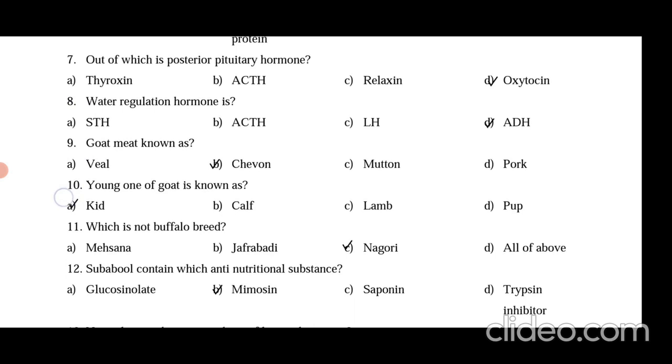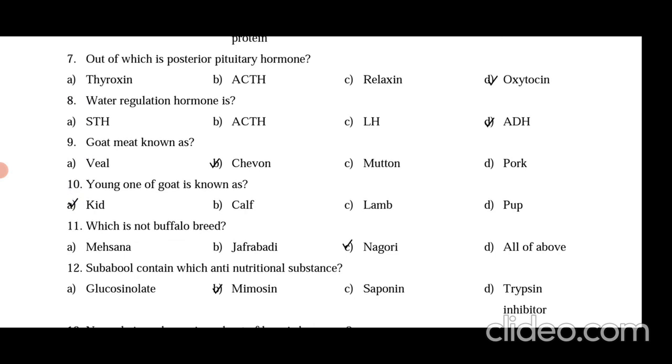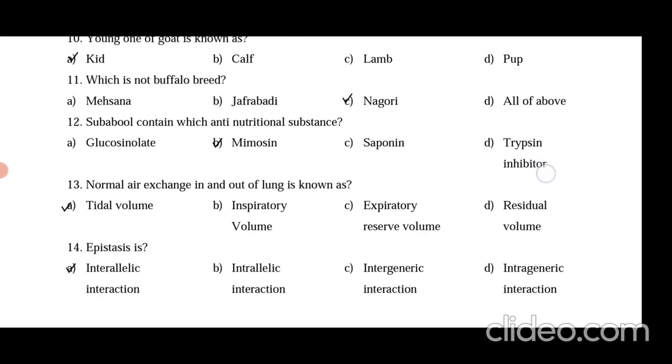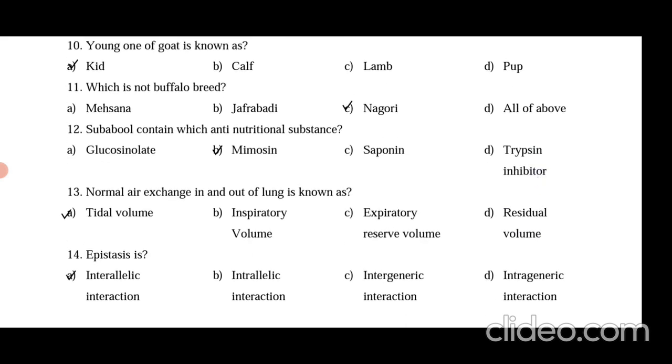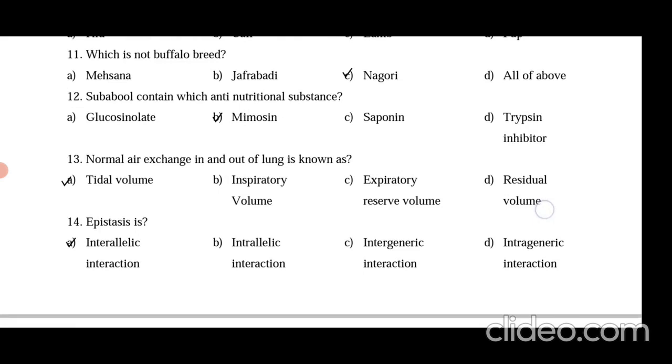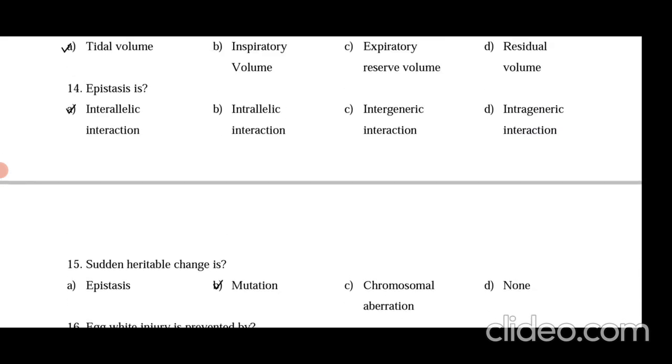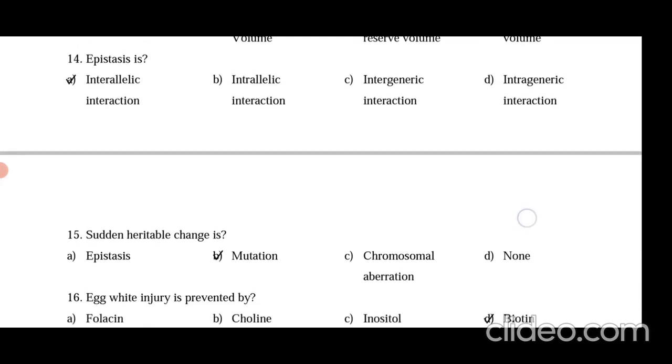Subabul contains which antinutritional substance? Mimosine. Mimosine is present in subabul. Normal air exchange in and out of lung is known as tidal volume. Epistasis is inter-allelic interaction. Sudden heritable change is mutation. Mutation is the sudden heritable change.